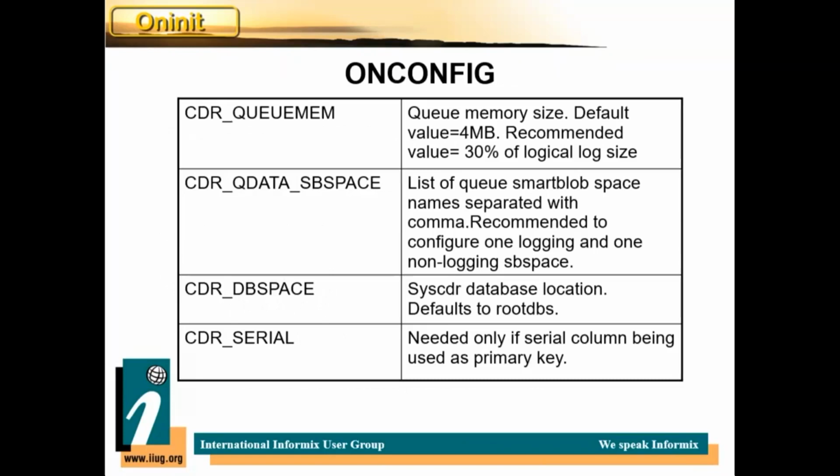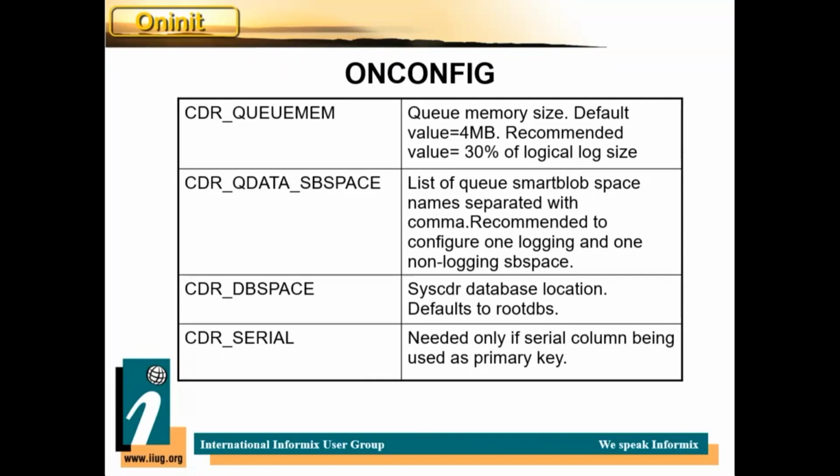CDR queue memory holds the queues of the data that's being pushed across the network. The default is 4 meg, I believe, although it might have changed. The recommendation is 30% of the logical log size. And unlike most systems, you can have too much CDR queue memory. If you just max it out, the system will definitely run slower.